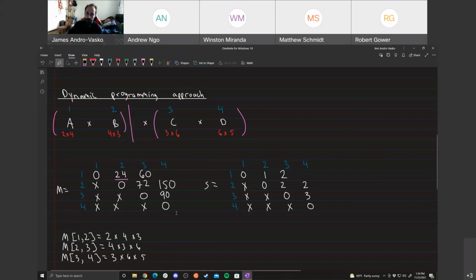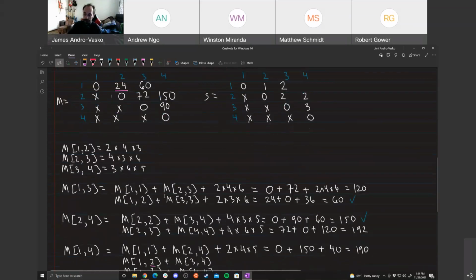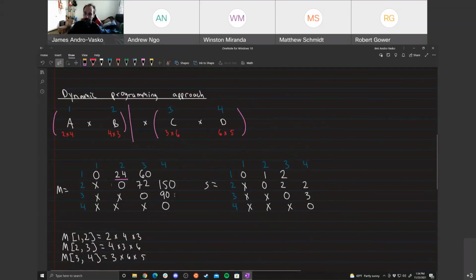So M12 is right there. We already know it's 24. There's 24 multiplications to be done. If I multiply A times B, I don't have to recompute that. I already know the answer. It's 24. Awesome. And then M34, well, we also know that answer. It's 90. So multiplying C times D, we already know it's 90. We store that result. Awesome.